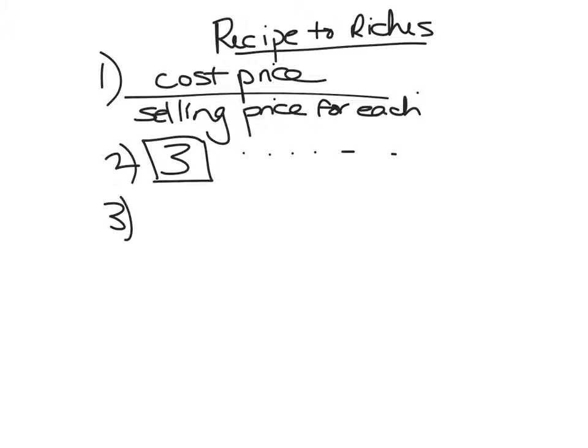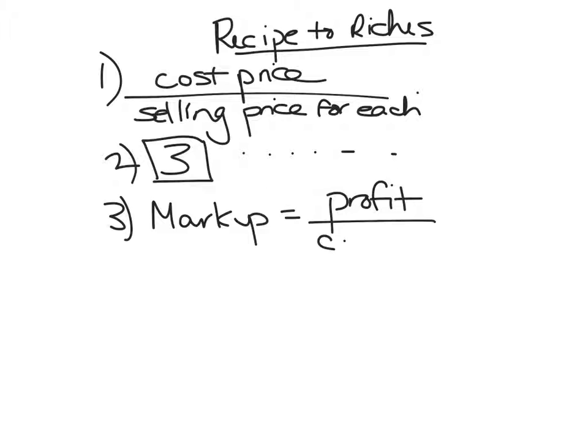Then part 3 is a slightly more tricky one where you have to calculate the markup and then the profit as a percentage of your sale price. So remember, your markup is going to be your profit divided by your cost times 100. So firstly, of course, with a markup, you're going to have to calculate the profit.